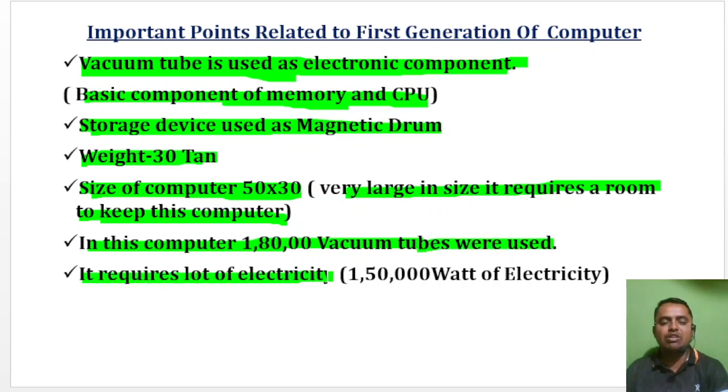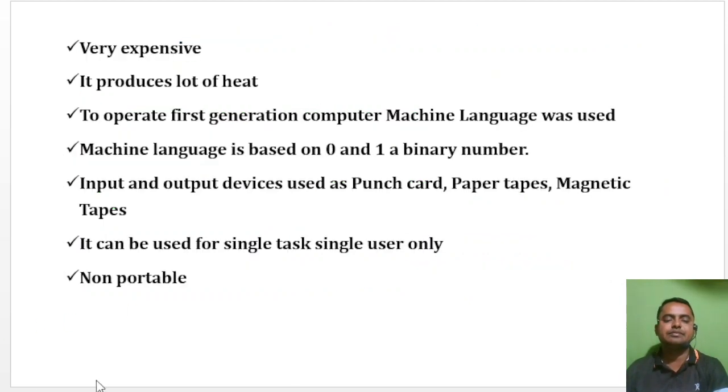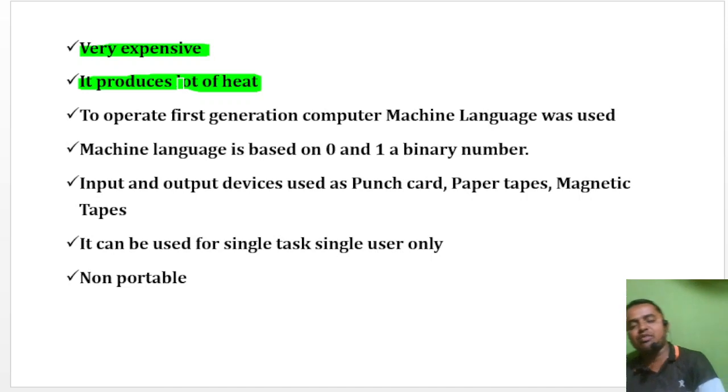It requires a lot of electricity because we are using 1,80,000 vacuum tubes. That is, 1,50,000 watts of electricity is required to operate the first generation computers. Next, these computers are very expensive. So normal people cannot afford it, only a big organization or industry can afford this one. It produces a lot of heat because it has 1,80,000 vacuum tubes, so obviously it produces a lot of heat.